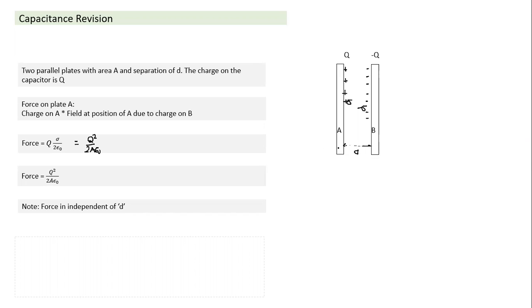Suppose we increase the separation by delta x. How much work has been done by external force to increase the separation by delta x? We need to apply an external force, which is equal and opposite to force of attraction. So when we increase the separation by delta x, work done will be equal to F external into delta x. And F external also will be equal to electrostatic force of attraction, which is equal to Q square by 2A epsilon naught into delta x.